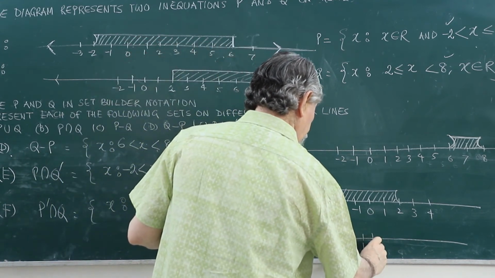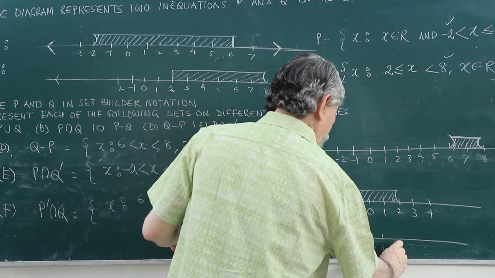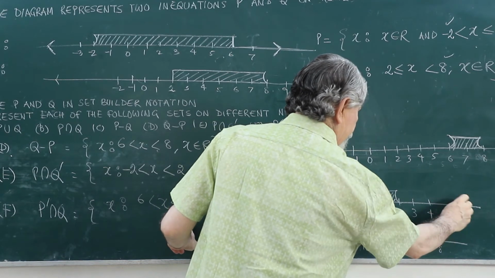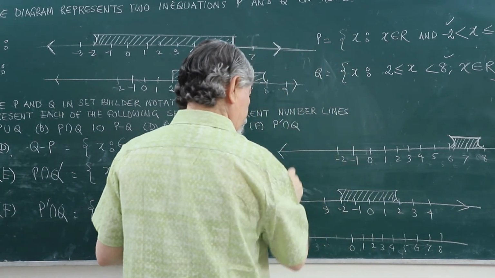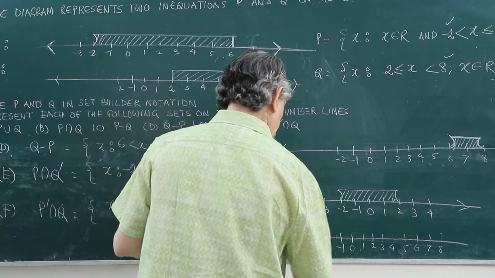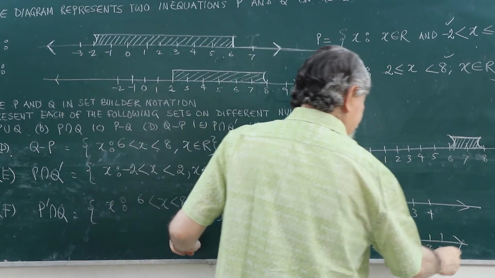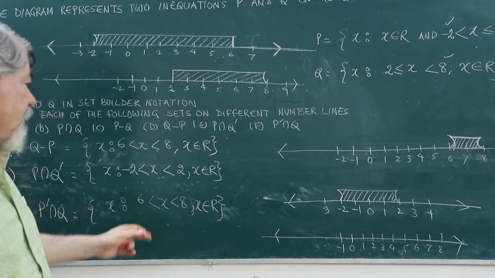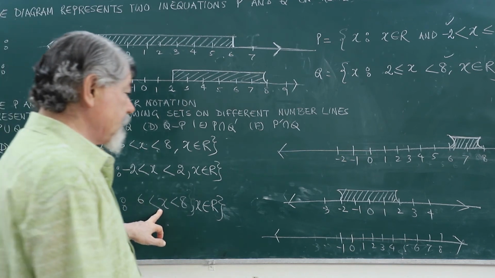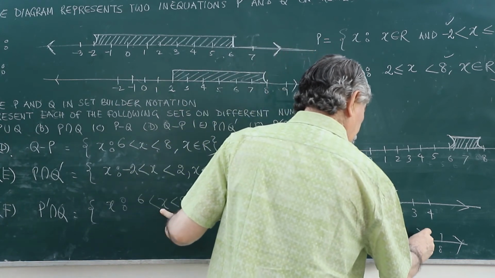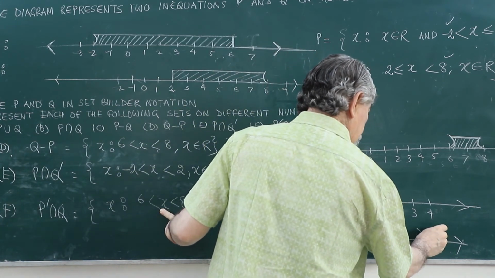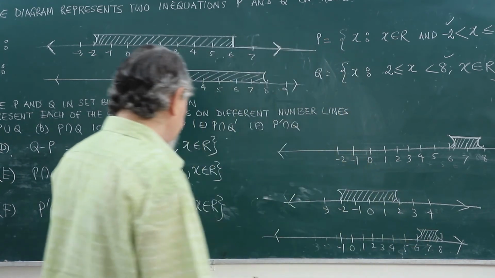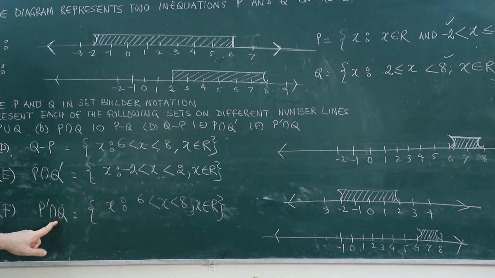0, 1, 2, 3, 4, 5, 6, 7, 8, -1. Always indicate the arrows on the number line, going from minus infinity to plus infinity. X is greater than 6 and less than 8. This is P dash intersection Q.